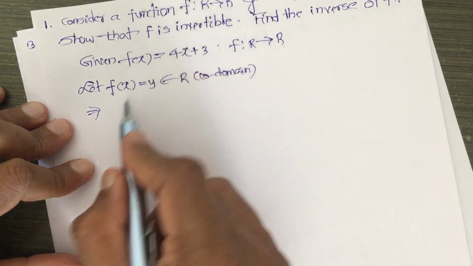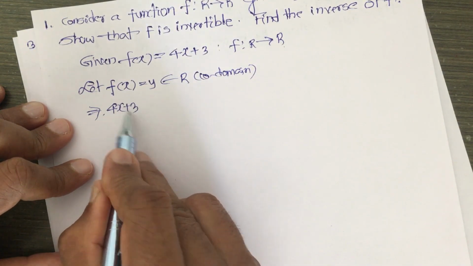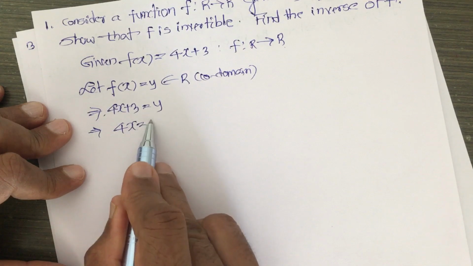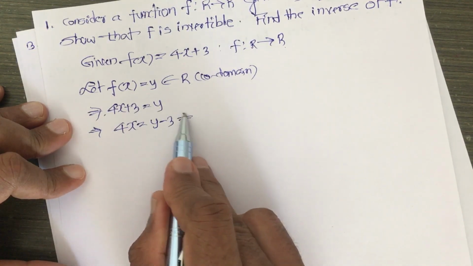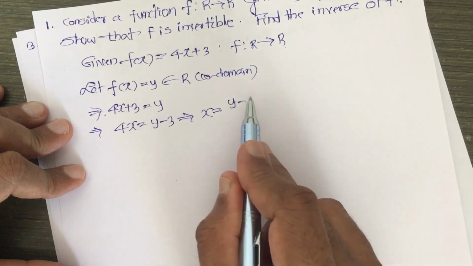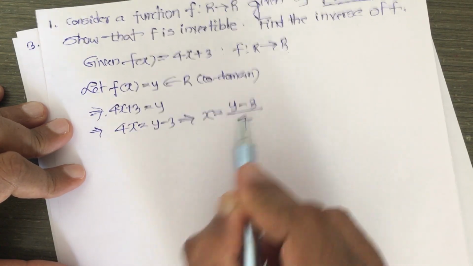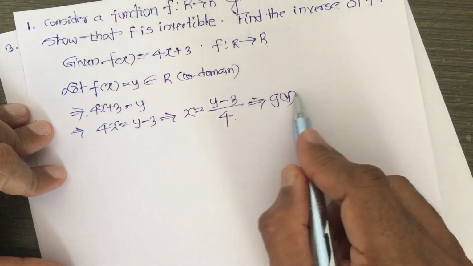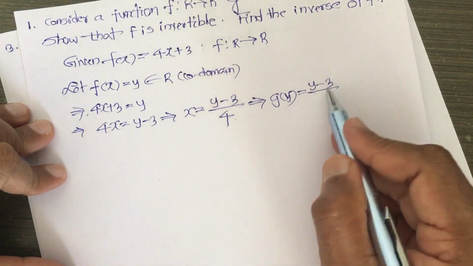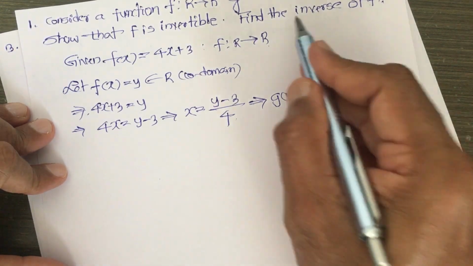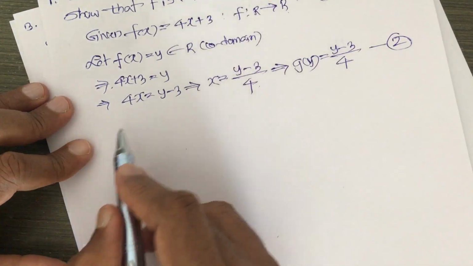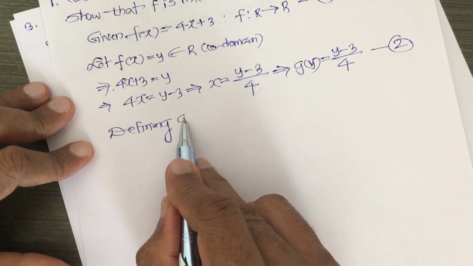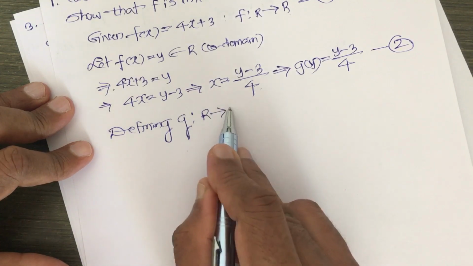So I put the value of f of x, which is 4x plus 3, equal to y. From this we get 4x is equal to y minus 3, and this implies x is equal to (y minus 3) divided by 4, and this is nothing but your g of y, which is (y minus 3) divided by 4, which is your 2, and this is your 1. Means defining g from R to R.